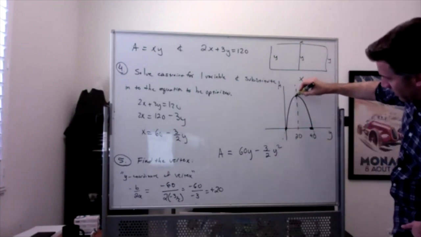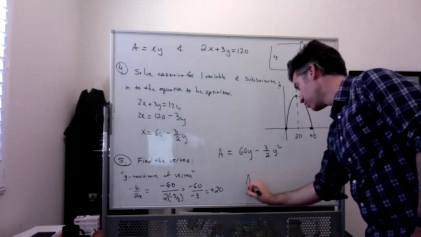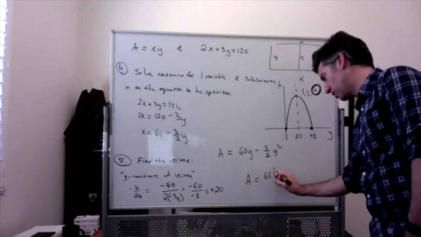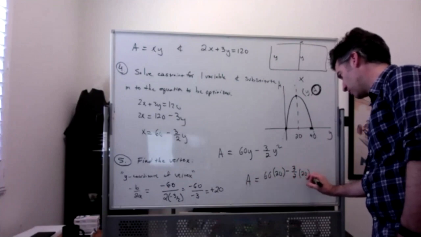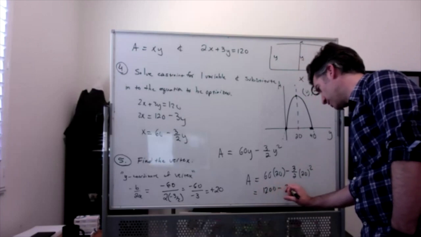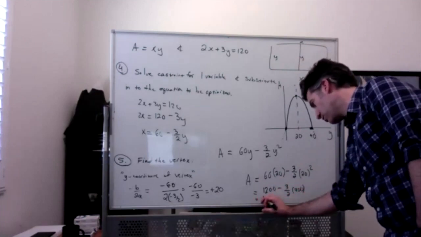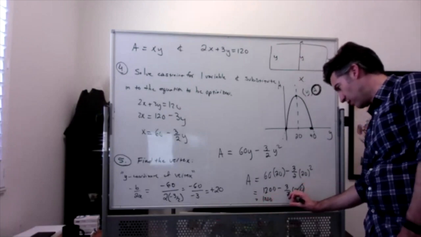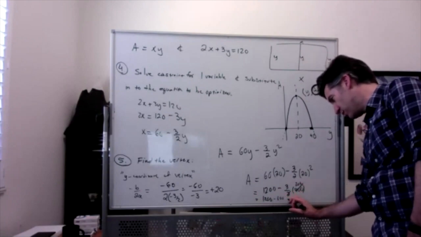And then we're going to find the a coordinate, the area, by plugging in 20 for y. So we're going to get 60 times 20 minus 3 halves times 20 squared, which is going to be 1,200 minus 3 halves times 400. 3 halves times 400, let's see, cancel a 2 there and a 2 there, is 3 times 200, which is 600. So we get 600.